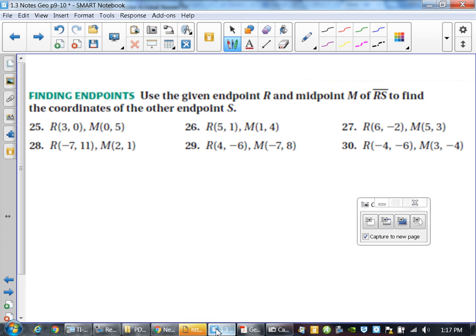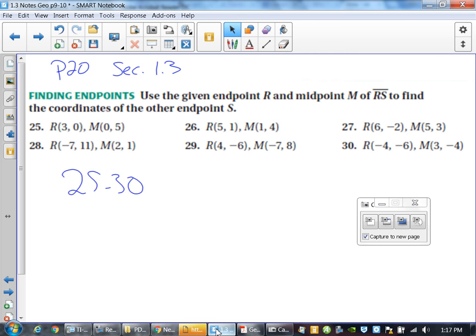Is it all of them? 25 through 30, yes. This is page 20. It's still the same section, 1.3. I want you to do 25 through 30. Yes, please. Just put them on the exact same stuff you guys are working on, and we'll just go through them from there.